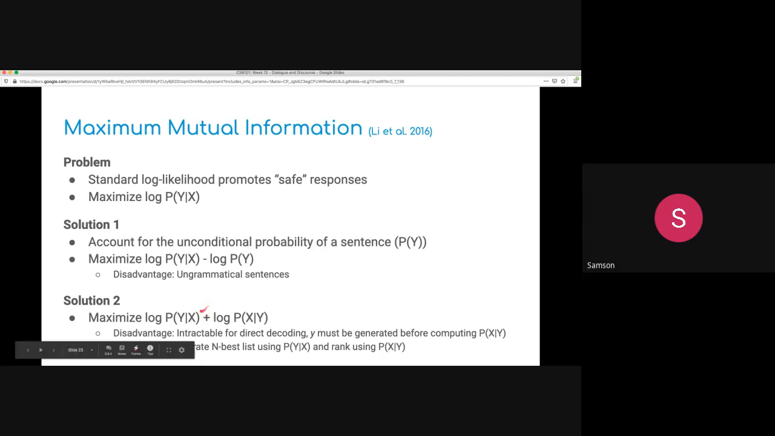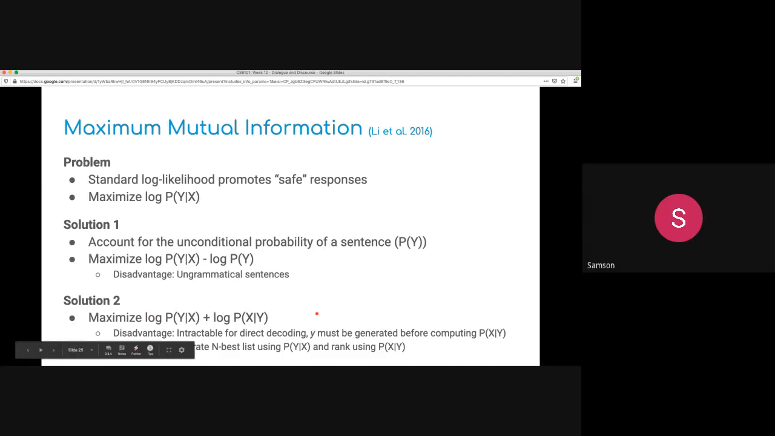So the other approach, they say, seems to generate good sentences, but it's not very tractable to train it directly, because in order to calculate this second probability, you need to generate y first. So it's like a chicken and egg problem, because you need y to calculate p of x given y, but then you're training this whole function to get y.